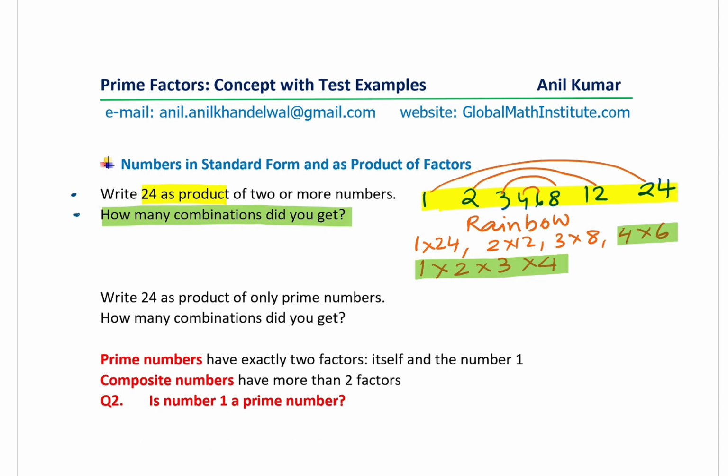Perfect. So there is a shortcut way to figure this out. We can find how many factors are there. So we say number of factors are 1, 2, 3, 4, 5, 6, 7, 8. So we have 8 factors in all.